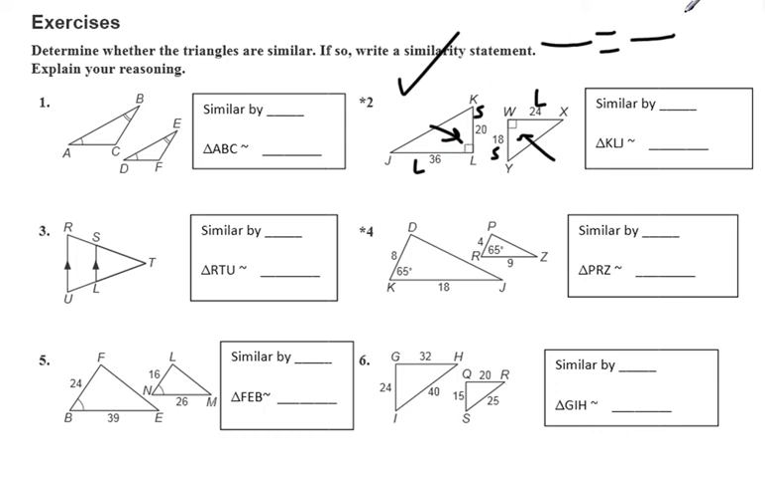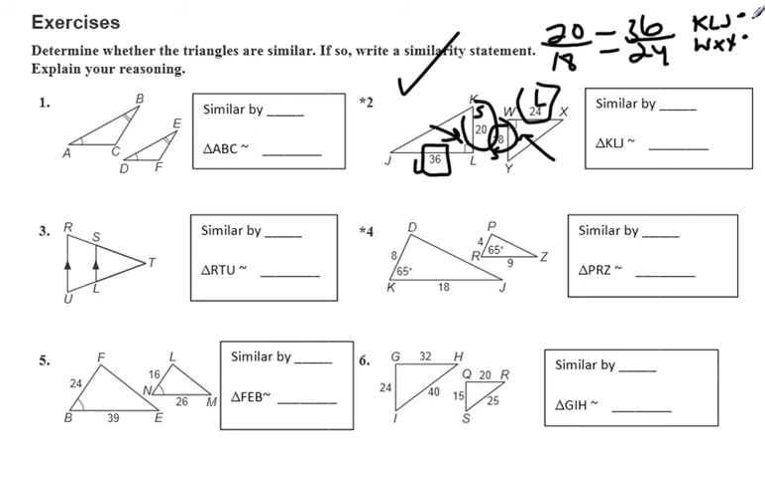I'm going to set up the big triangle ratio compared to the small triangle. So I'm going to compare side lengths of triangle KLJ to side lengths of triangle WXY. Just to remind yourself, the bigger triangle side lengths go on top in the numerator and the smaller side lengths go on the denominator. So I'm going to first compare my smalls, 20 over 18. And I'm going to see if that ratio equals my large ratios, 36 over 24.